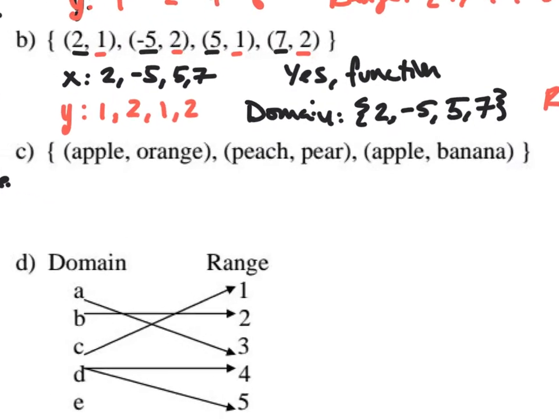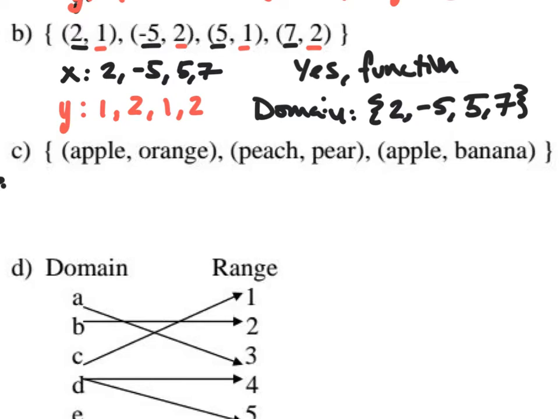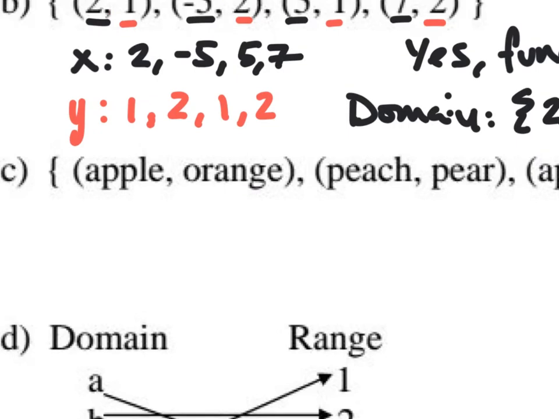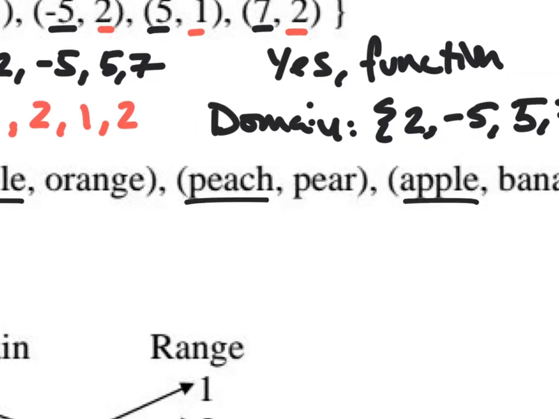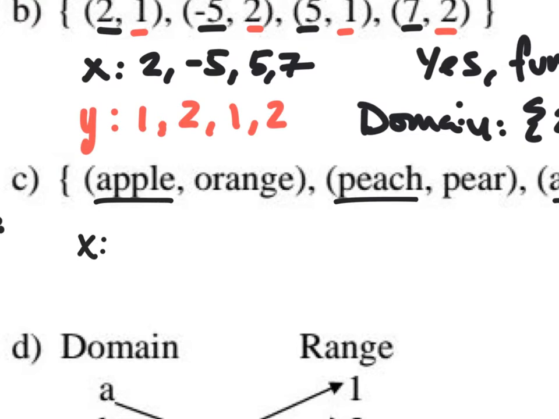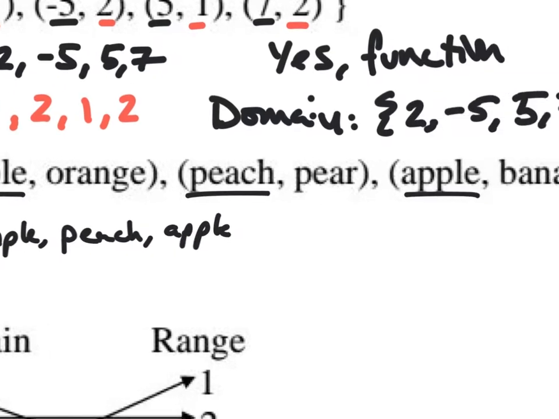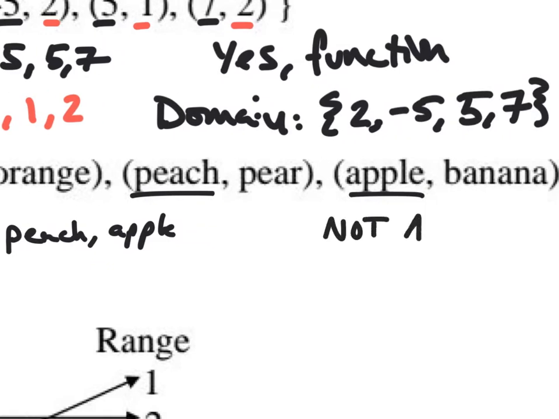Now let's take a look over here at something like C. I'm going to talk more about what this means when we use words and concepts to talk about what a function is. So let's take a look at these. Now I'm going to talk about my x values. I have apple, peach, and I have apple again. What I notice is that apple shows up twice. This means that it's not a function.